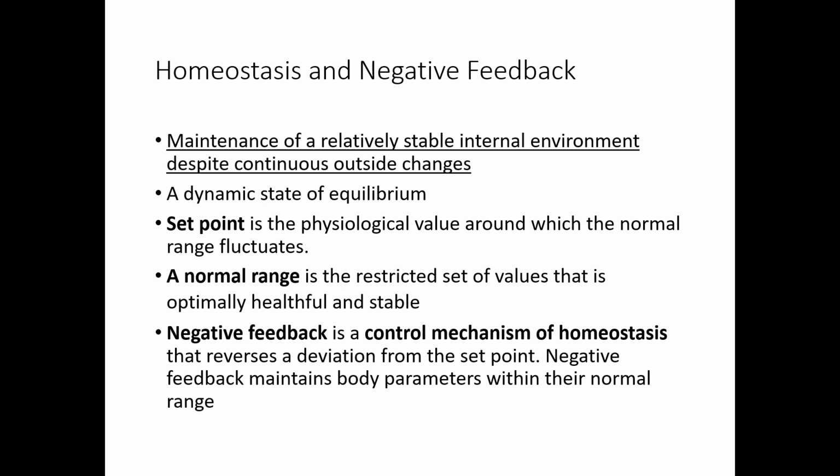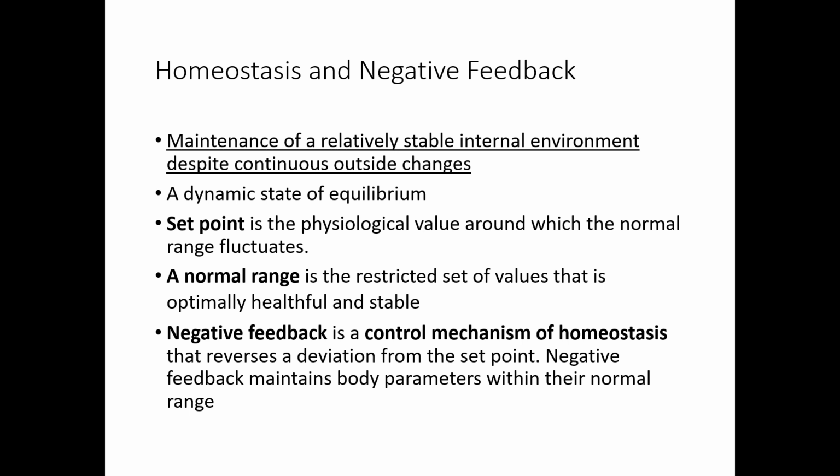At the same time, it's not a static, it's a dynamic state of equilibrium. For example, your heart rate is not always, let's say, 75. Sometimes when you are asleep it can be 60. Sometimes when you are walking it can be 95, and both would be normal. So, a normal range is a restricted set of values that is optimally healthful and stable, like a heart rate is normal between 60 and 75.